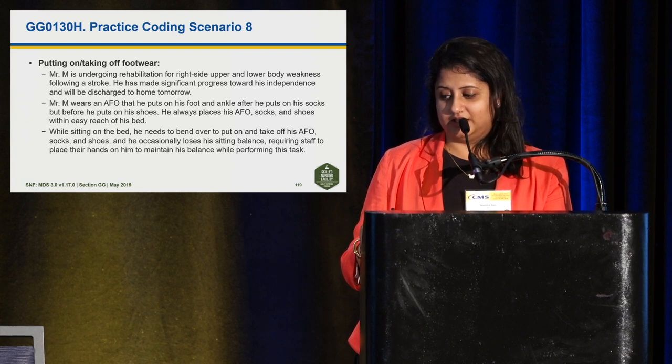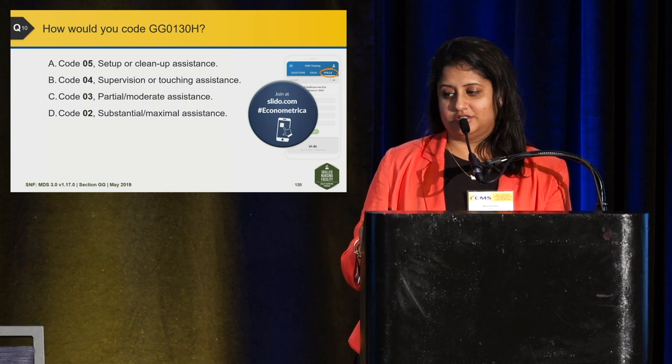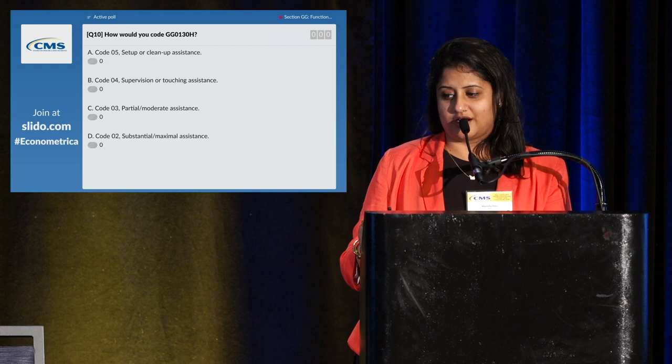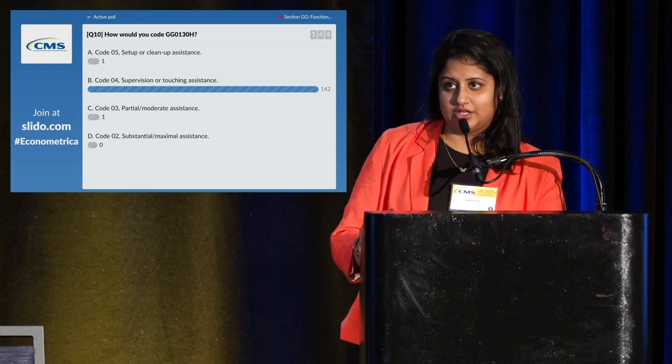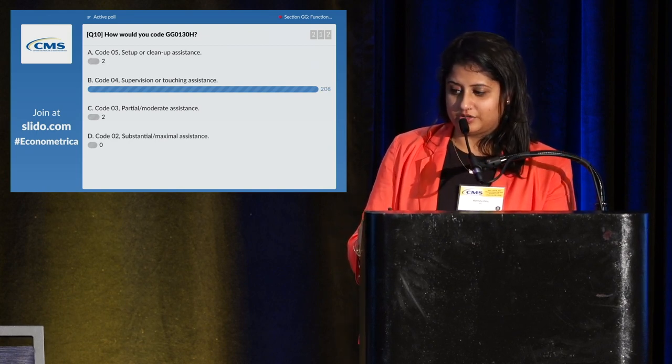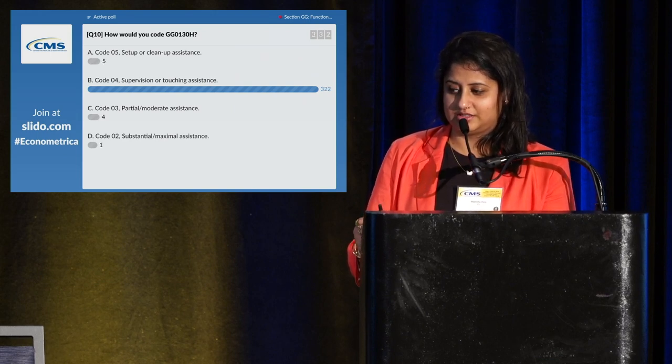While sitting on the bed, he needs to bend over to put on and take off his AFO, socks, and shoes, and he occasionally loses his sitting balance, requiring staff to place their hands on him to maintain his balance while performing the task. So based on that information, how would you code GG0130H? Your answer choices are A, 05, setup or cleanup assistance; B, 04, supervision or touching assistance; C, 03, partial or moderate assistance; or D, 02, substantial or maximal assistance.